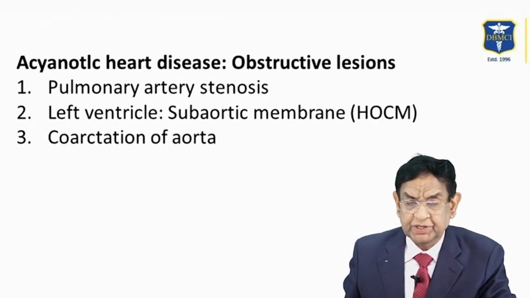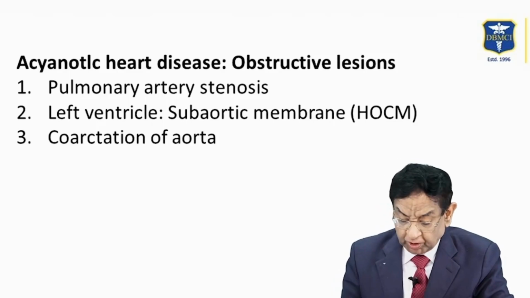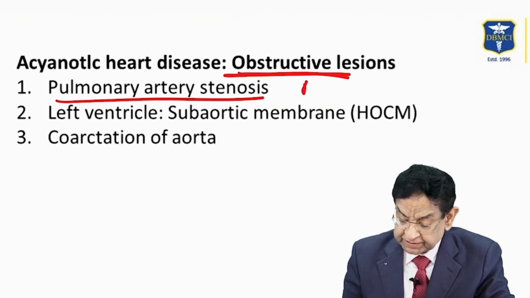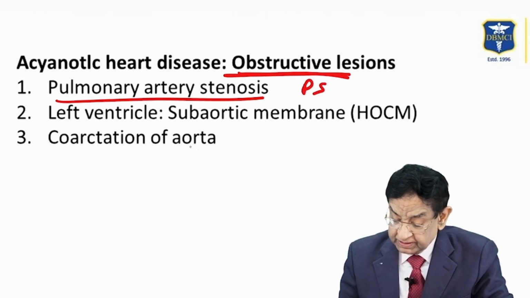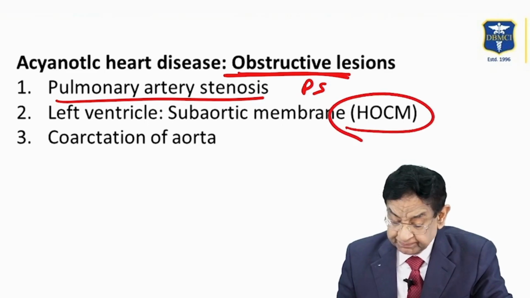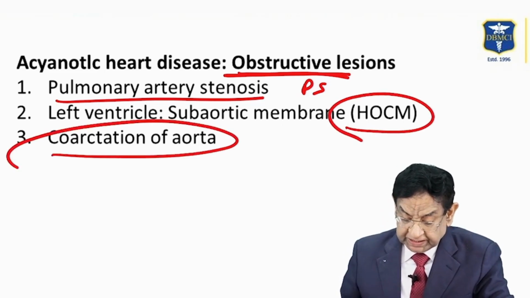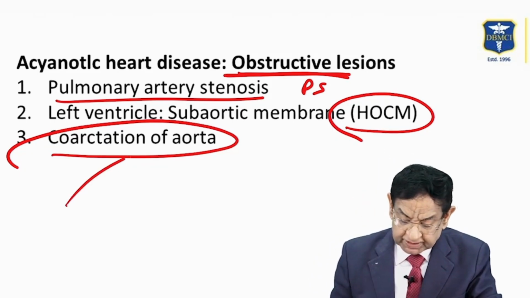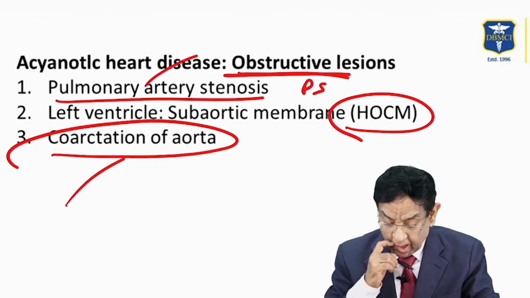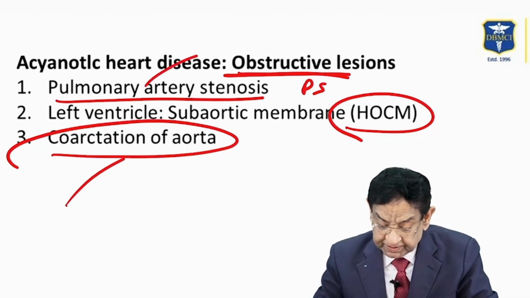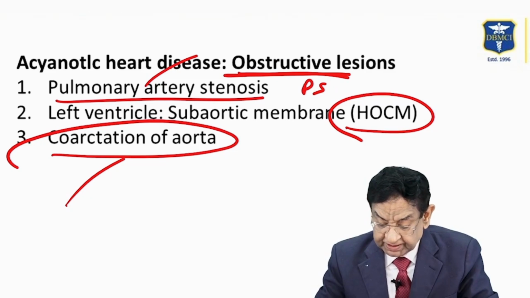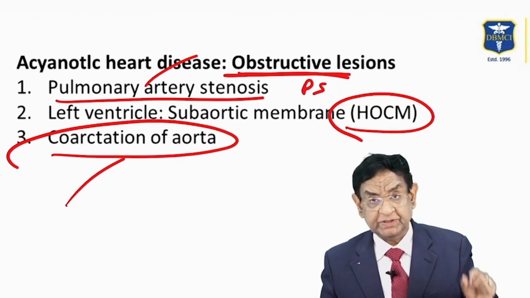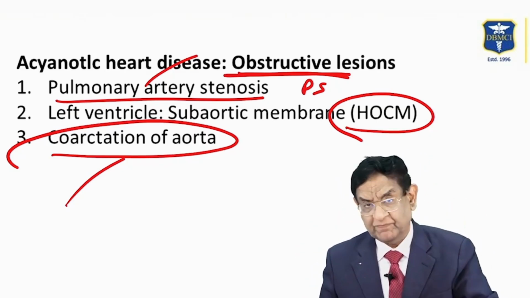second thing I was talking regarding acyanotic heart disease with obstruction: pulmonary artery stenosis, okay, HOCM and coarctation of aorta. These are the obstructive. I gave you the example of coarctation, but pulmonary stenosis, and there can be subaortic. This we classify into the category of obstruction because there is actually some obstruction to blood flow.